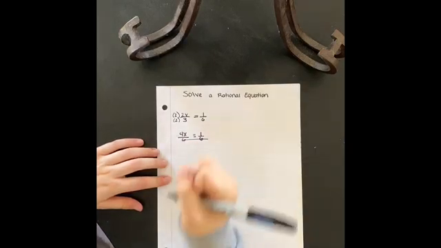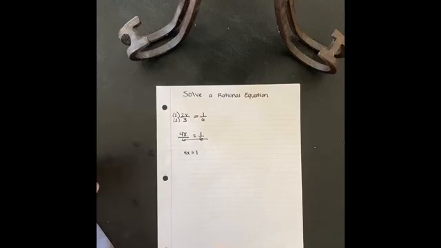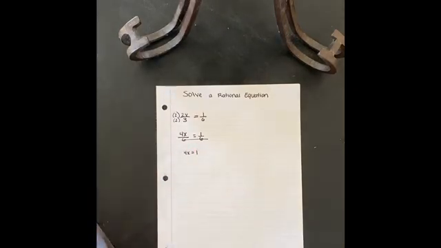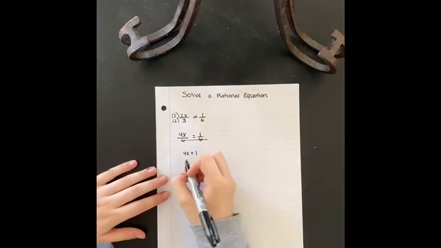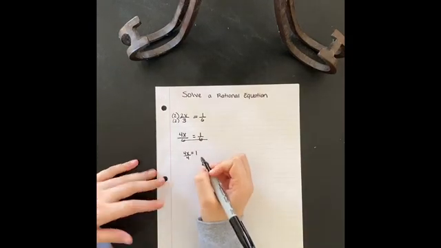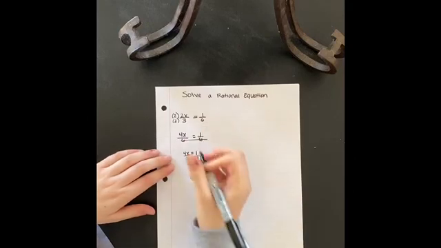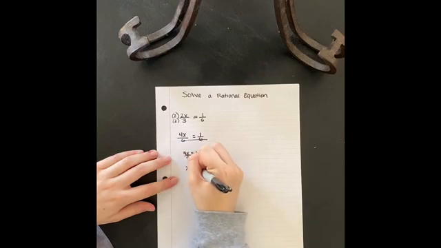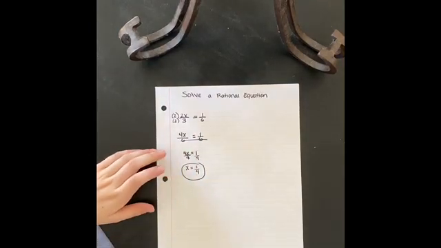They're gone. So now you're going to be left with 4x equals 1, and now you're just going to solve for x. In order to do that, you want to get x alone. So 4 is currently multiplying x, so what you want to do is divide by 4, and whatever you do on one side, you want to do to the other side. So you're going to divide 1 by 4, and then that crosses out, and then it's just x equals 1 over 4. And that is your answer. And that's how you solve a rational equation.